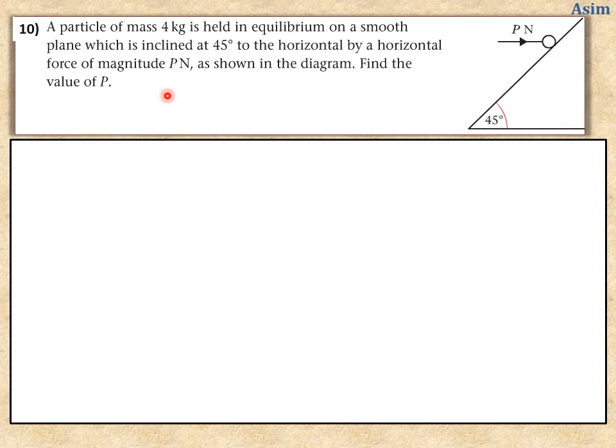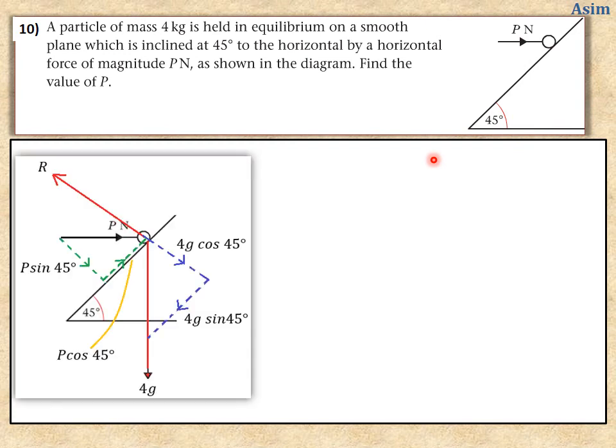Okay, a particle of mass 4 kg is held in equilibrium on a smooth plane. What does smooth mean? Yes, there will be no friction. Let us complete this diagram with the forces. You can try on your own before going ahead. Okay, so because the weight will always be downwards, 4 kg, and because the particle is kept on a surface, there will be a reaction force perpendicular to the surface. So this angle here is 90 degrees.